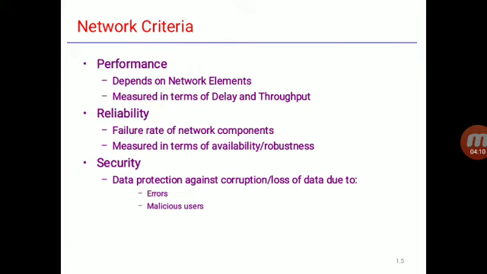The second thing is reliability. The failure rate of the network components, how frequently a device fails, decides the reliability, and it is measured in terms of availability and robustness. When we say that the network is not available, that means a certain device failed at a particular time. So that decides the reliability of the network.